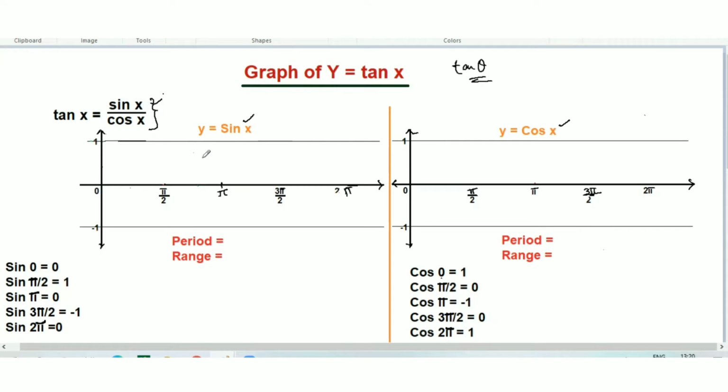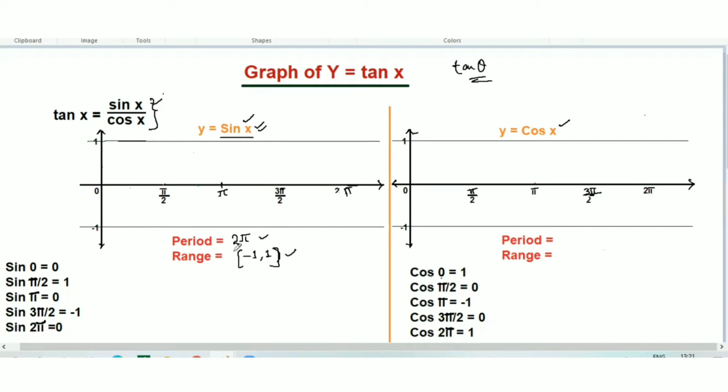So let's draw first y equal to sine x. To draw y equal to sine x, we need two things: the period and the range of the function. This is a function. Sine x is a function. We need the period of sine x and the range of sine x. So the period of sine theta, sine x, is always 2 pi, and the range of sine theta, sine x, is -1 to 1. You can learn everything about period and range by going to the sine graph video.